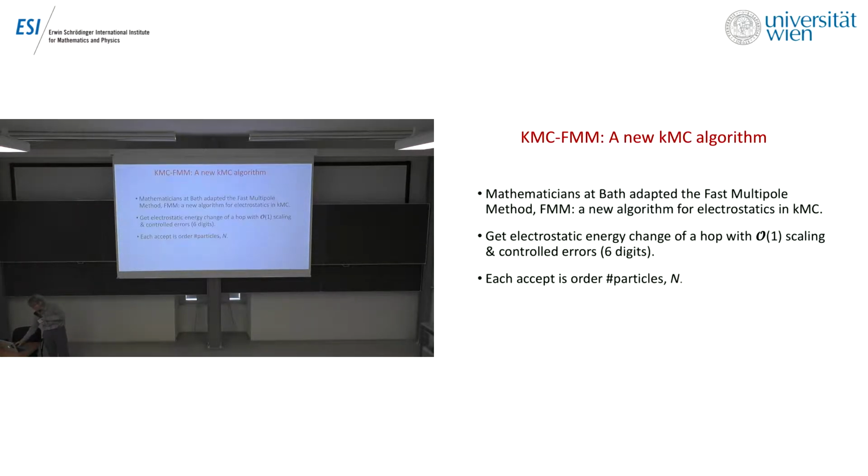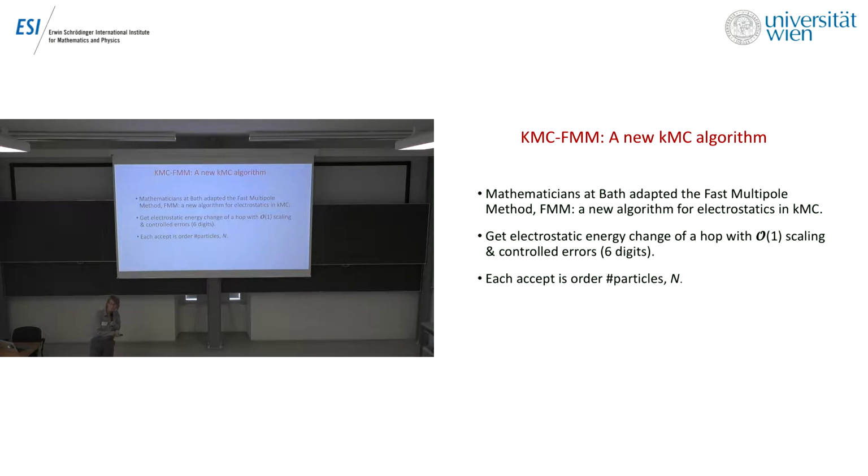So now I want to move on to much more recent work, keeping an eye on the time. The mathematicians at Bath are Eike Müller and Will Saunders, and Will is now a postdoc in my group, also still working very much with Eike. They adapted the fast multipole method, which is a very well-known technique to mathematicians, to kinetic Monte Carlo algorithms. I don't want to go into detail because I'm running out of time, but I'll gladly answer questions about it. But they could calculate the energy change of a hop.